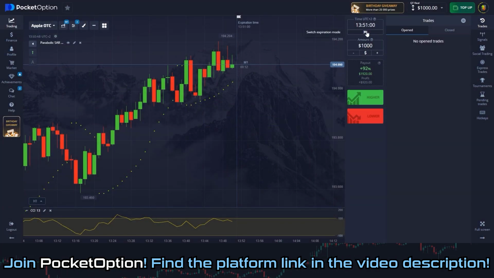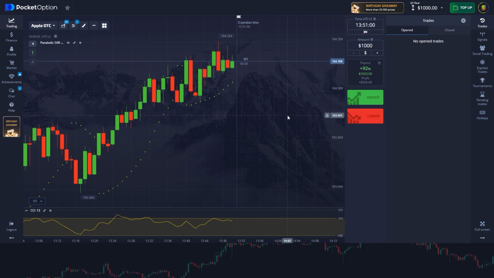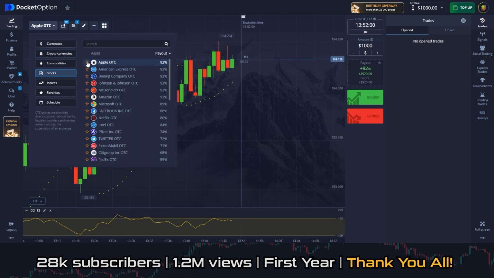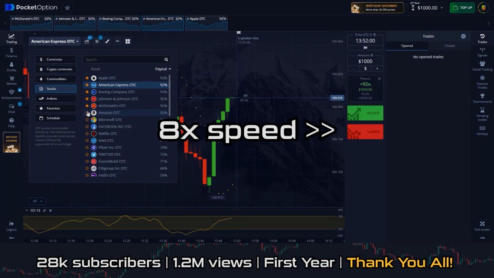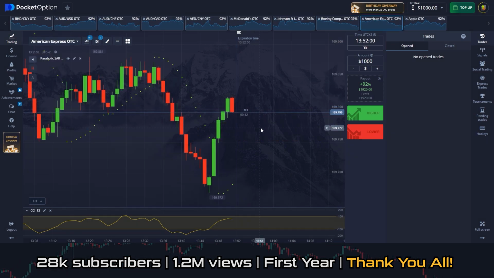Make sure expiration mode is set correctly. You should see the flag icon. Trade duration is set to 1 minute. Choose some pairs with the highest available 92% payout. Check that the trading amount is set correctly. And let's look for some trading opportunities.